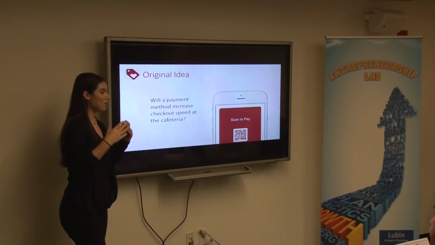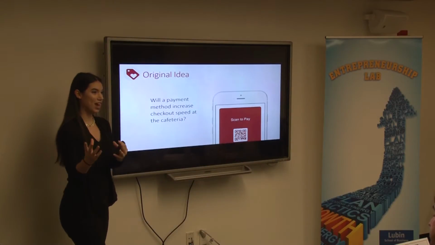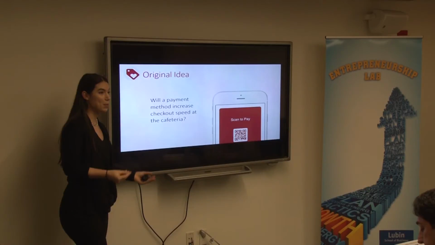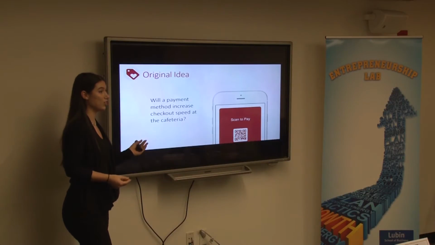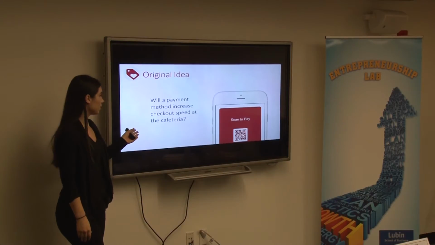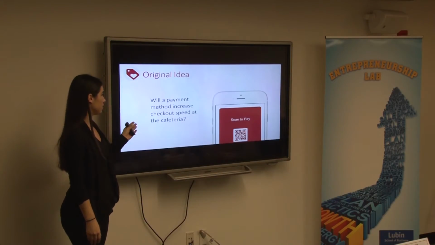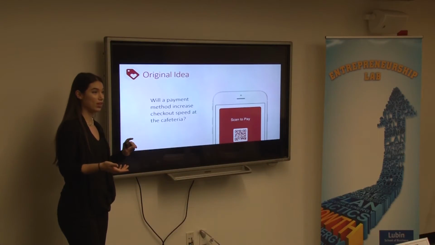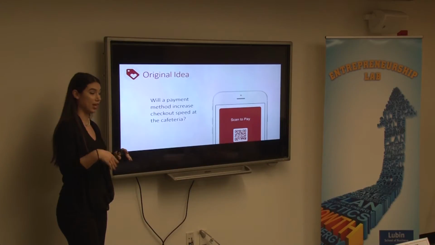So I've been developing a shell of an application on the side, but I haven't really done any functionality. So for the purpose of this class, I was like, what functionality should be included in this app to use in the cafeteria? So my first hypothesis was, will a payment method increase checkout speed at the cafeteria? And to test this really quickly, I just went with my phone in the cafeteria and timed each of the students entering through the line and checking out.